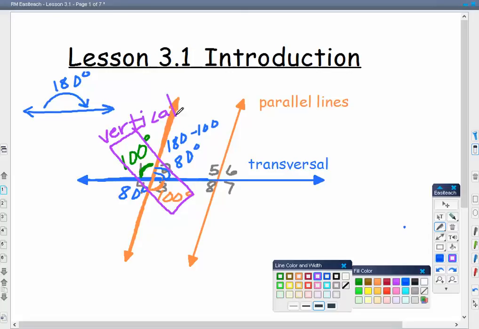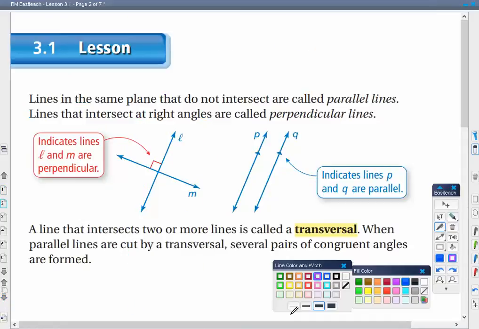Okay? We're also going to talk about corresponding angles, but I'll come back to that in a second, because I don't want to overwhelm you with too much information right out of the gate. So there's a lot of vocabulary, but I wanted you to have a picture or an image you could refer to when I talk about that vocabulary in just a minute.